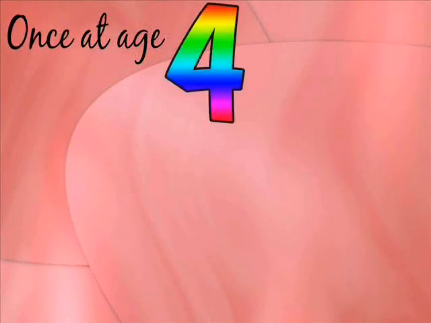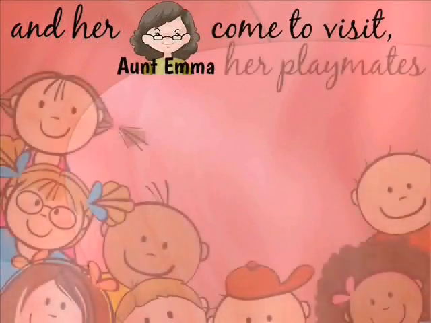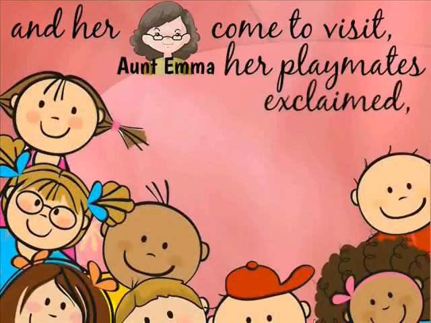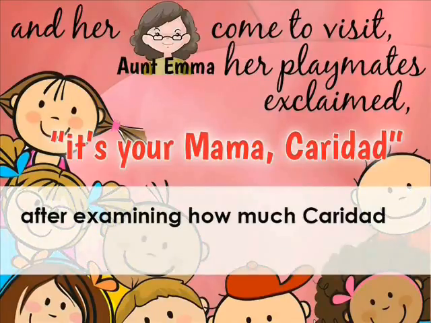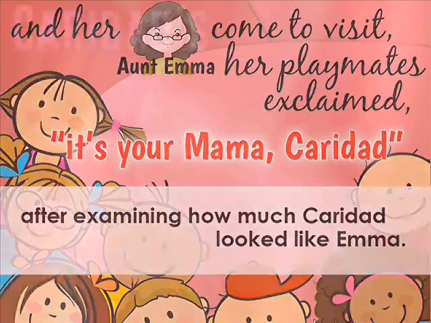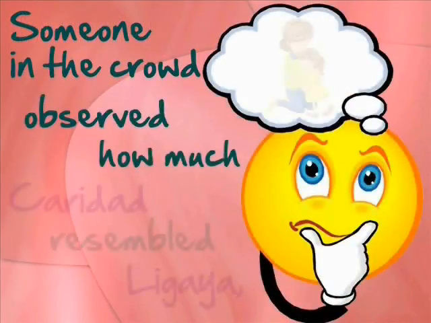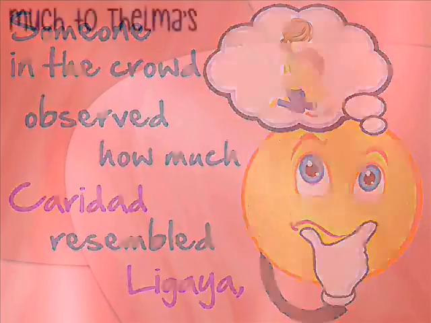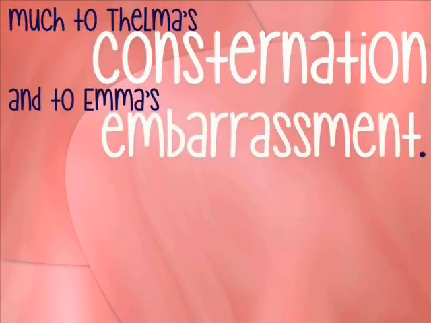Once, at age 4, when she and her friends were playing outside and her Aunt Emma came to visit, one of her playmates exclaimed, "It's your mama, Caridad." After examining how much Caridad looked like Emma, then at Caridad's 5th birthday party, someone in the crowd observed how much Caridad resembled Ligaya, much to Thelma's consternation and to Emma's embarrassment.